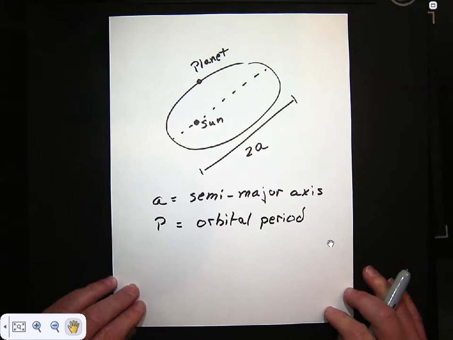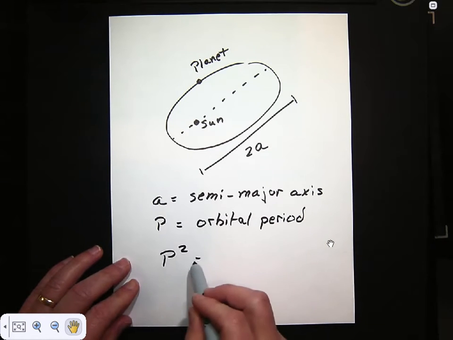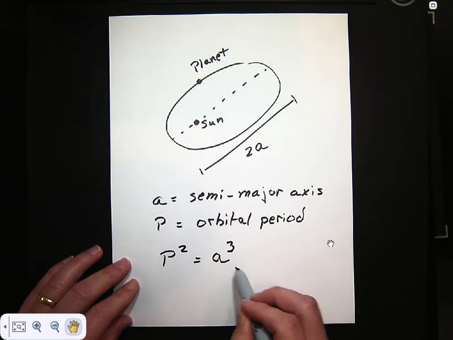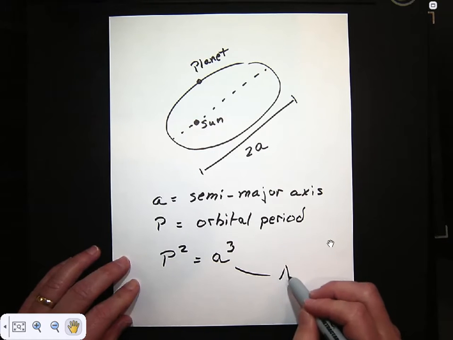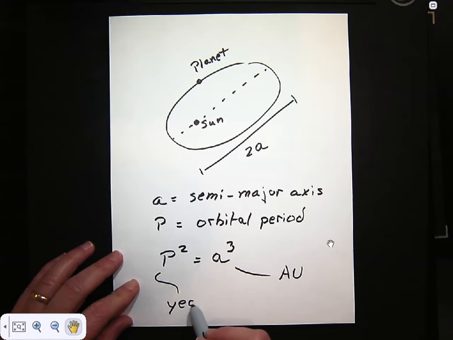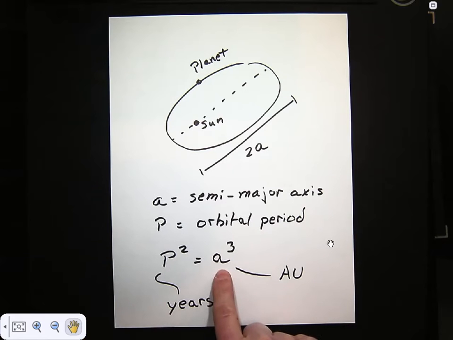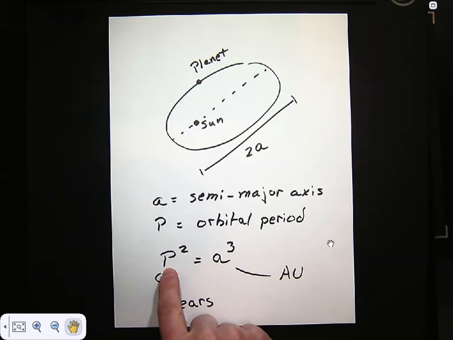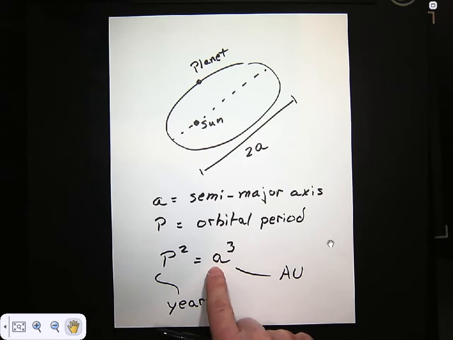When you're talking about orbits around the sun specifically, Kepler's third law is P squared equals A cubed. For this to work, we need certain kinds of units. The A here is in astronomical units. The P is in years. So we can use this equation either way. Given the semi-major axis in astronomical units, we can find the orbital period, or given the orbital period in years, we can figure out how large the orbit is in terms of its semi-major axis.